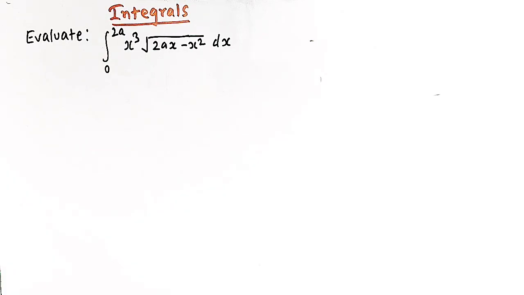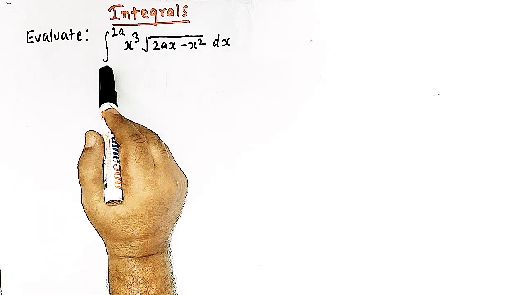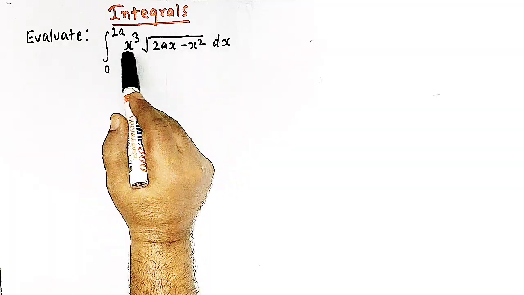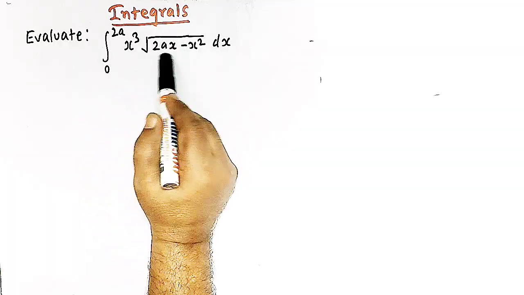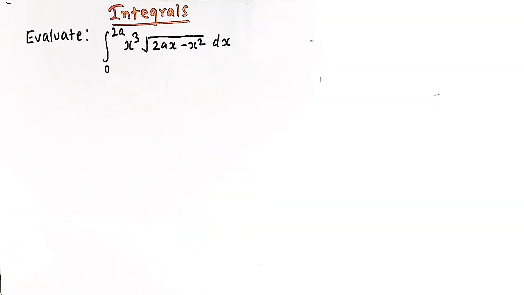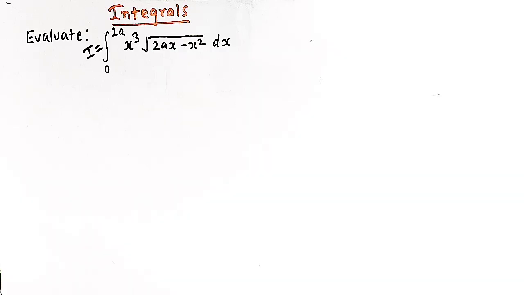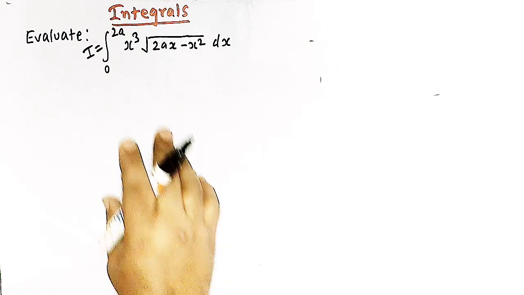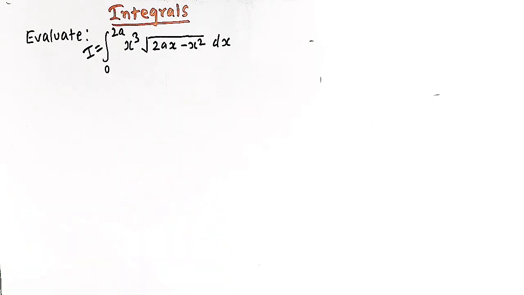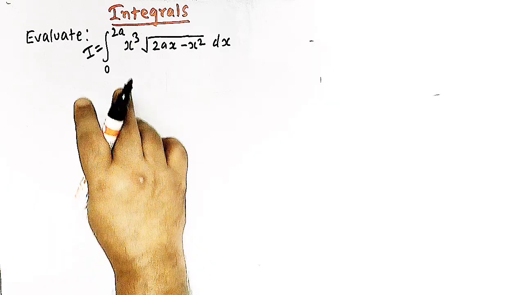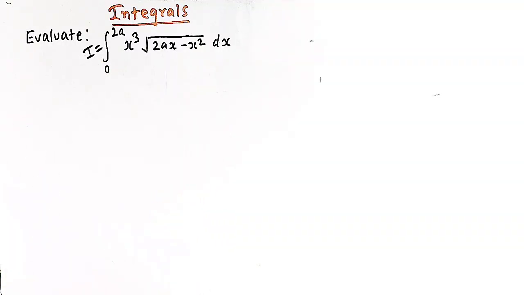Hello viewers, in today's session we are going to discuss another important problem from integrals, and here we are going to evaluate this integral from 0 to 2a, and the integrand is x cube times square root of 2ax minus x square. Let us call this integral I. In order to evaluate it, we'll first make use of the method of substitution to reduce this integral into beta function, and then we'll apply some properties of beta and gamma functions to get the final value of this integral I.